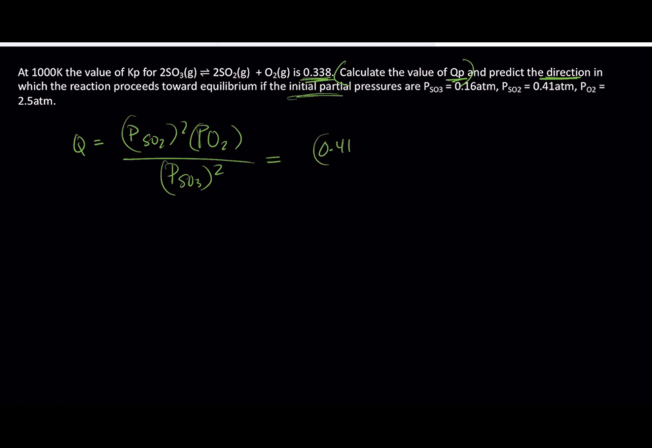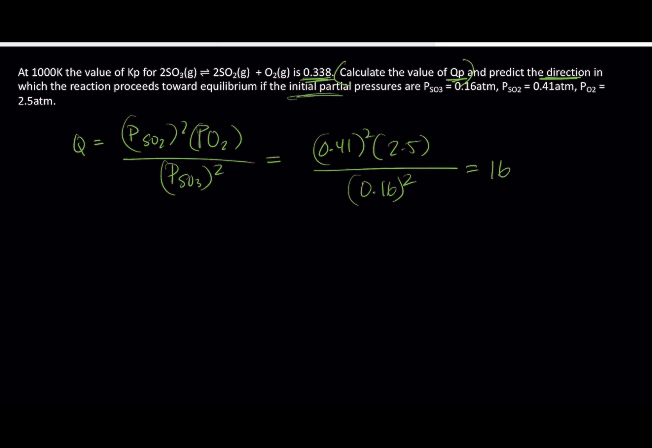So calculate Qp. First, let's start with a Q expression. So Q is going to be equal to PSO2 squared times PO2 over PSO3 also squared. And we'll plug in what we have. So these are initials, so let's go ahead and plug those in. And this says 0.41 squared times 2.5, oh, not squared, over 0.16 squared. So we would go ahead and solve for that, and we would get that Q is equal to 16.